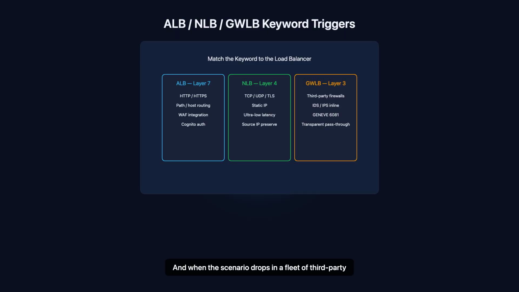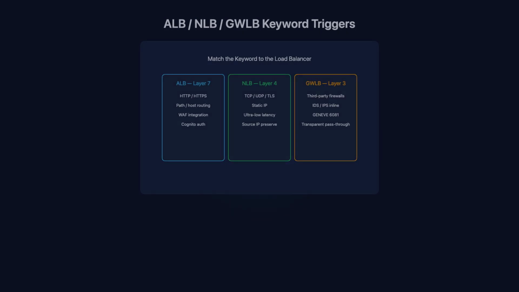And when the scenario drops in a fleet of third-party firewalls or inline intrusion detection, that's the Gateway Load Balancer, using Geneve encapsulation, the protocol on port 6081, to pass traffic through transparently.